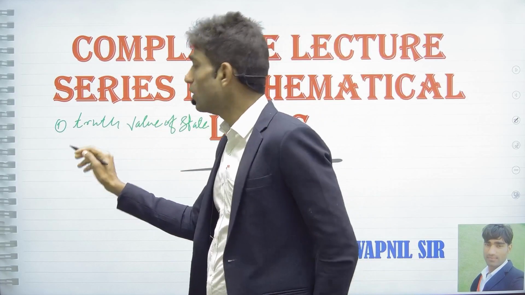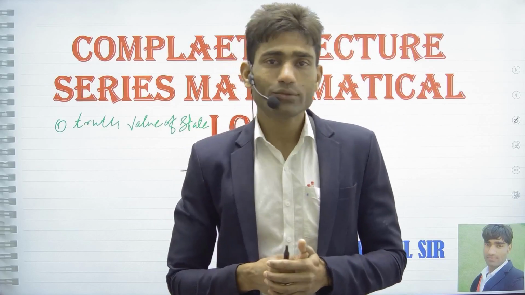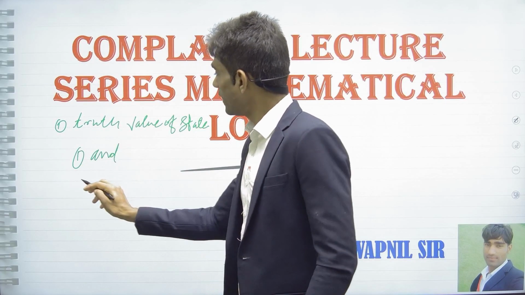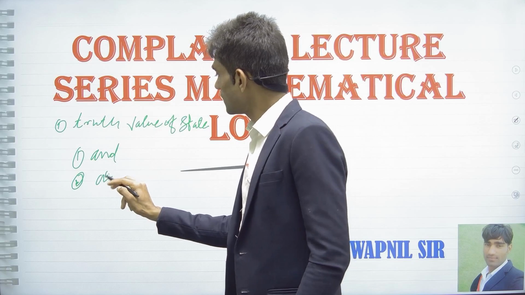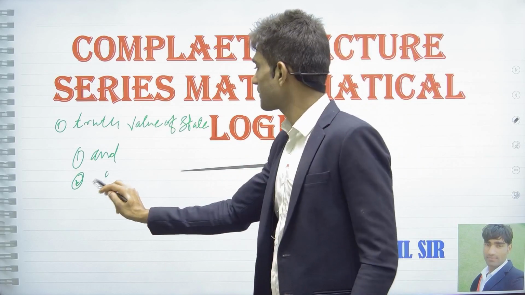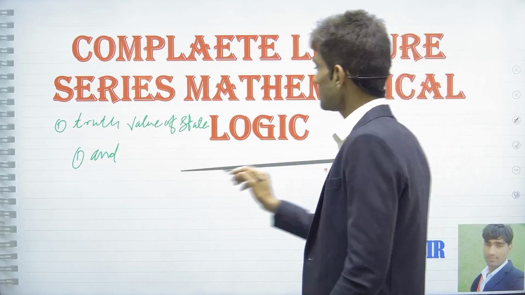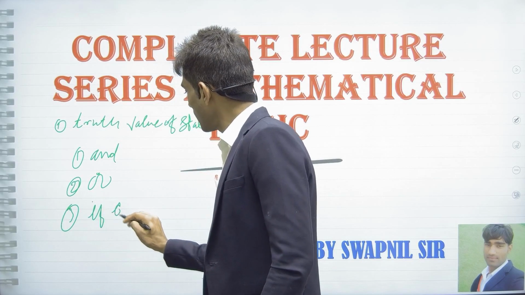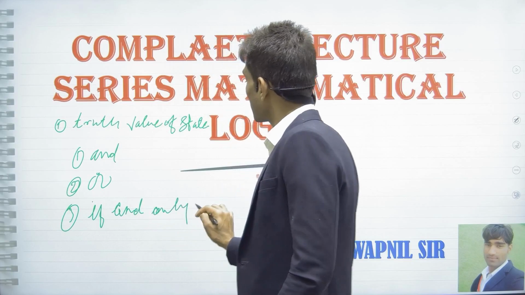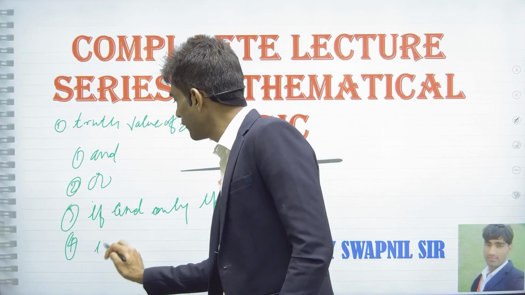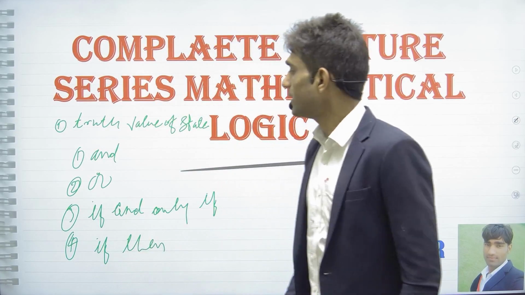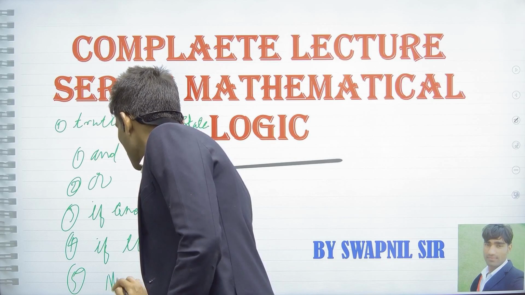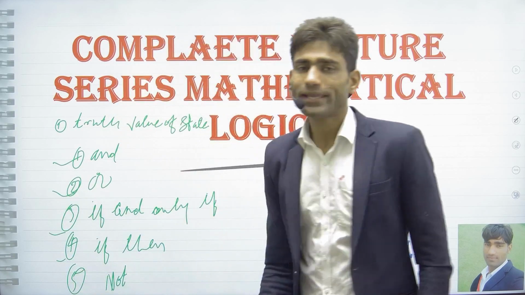So we have five types of connectors that we are going to use in the subsequent part of the lecture. The first is and, the second is or, the third is if and only if, the fourth is if, then, and the fifth is negation, that means not.